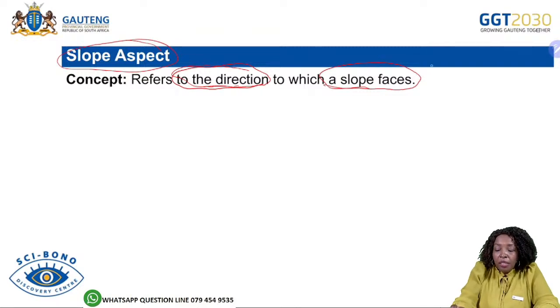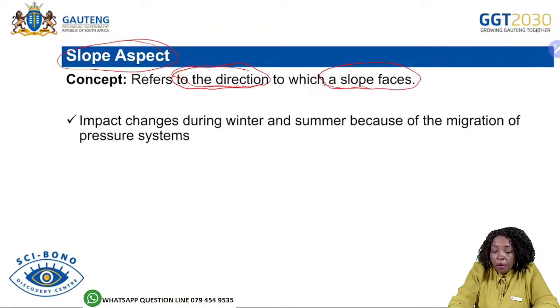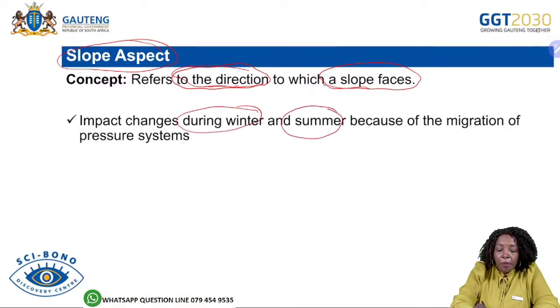So what is it that we are also emphasizing when we look at this concept? The impact that we envisage on the slopes changes during winter and summer. So the climate over the slopes would be different between these two seasons, during winter and during summer, because of the migration of the pressure systems.